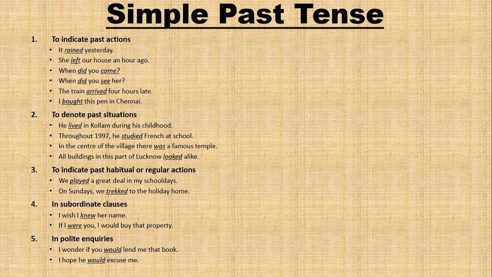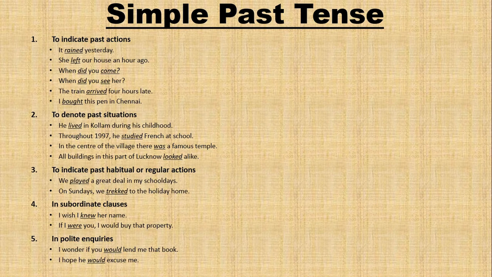I wonder if you would lend me that book. So this person is asking politely, I wonder if you would lend me that book. So would becomes the simple past tense. I hope he would excuse me. So would becomes the simple past tense because in both the sentences there is an inquiry, but a polite inquiry. That is why there is no question mark out here, alright?